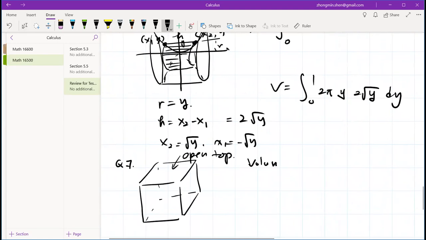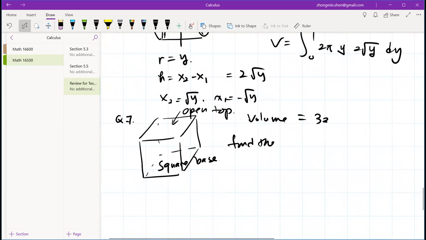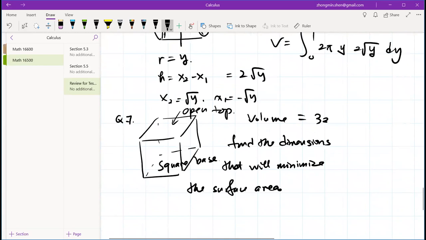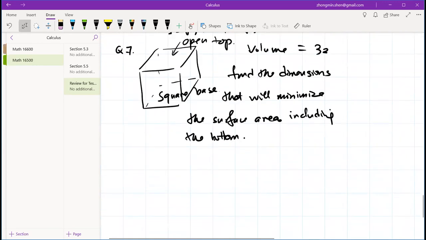So the volume given is 32 cubic units. Okay, it's a square base. Find the dimensions that will minimize the surface area. Since I'm worried you forget the bottom and top, they're including the bottom. All right, so dimension means height and edge length, right? So you can denote the height h, and the edge length will be a.